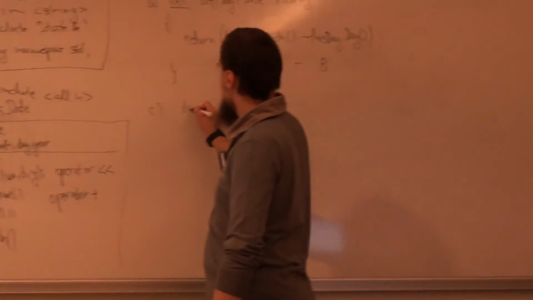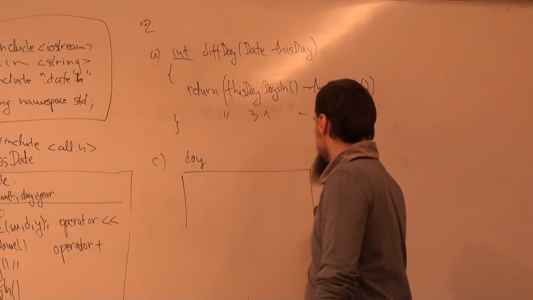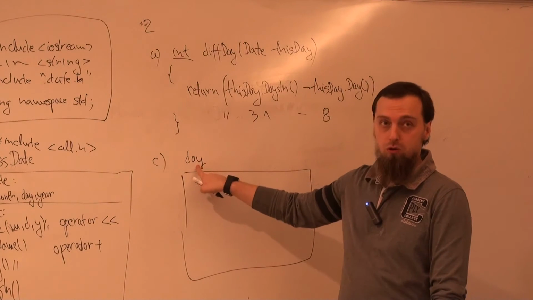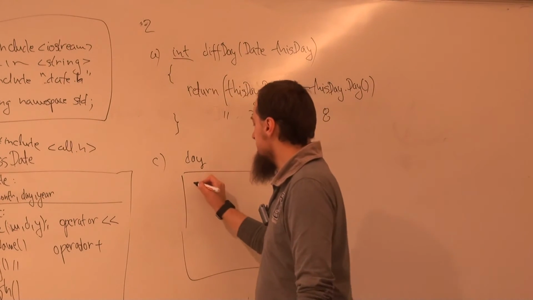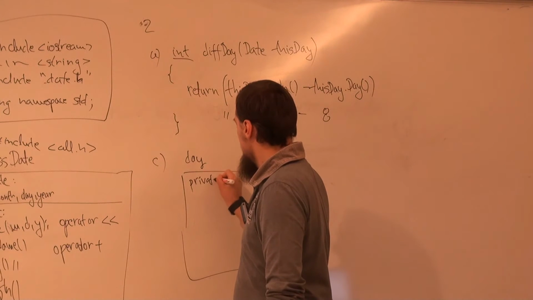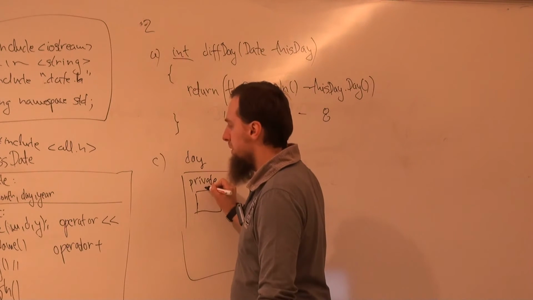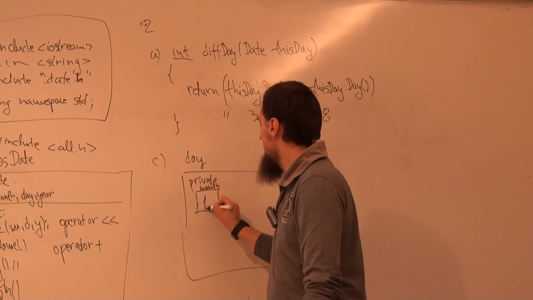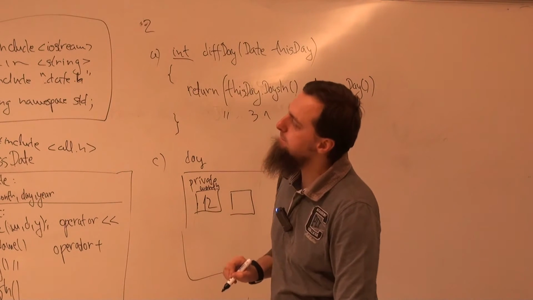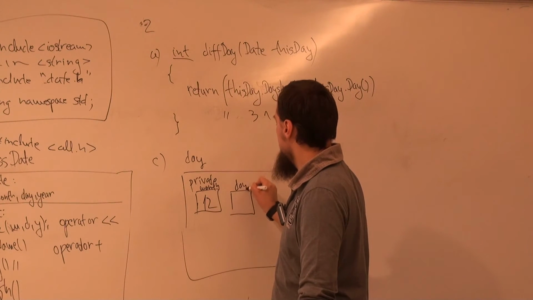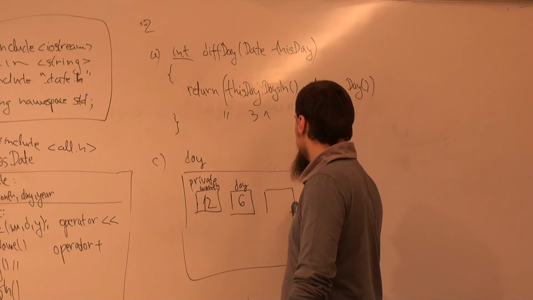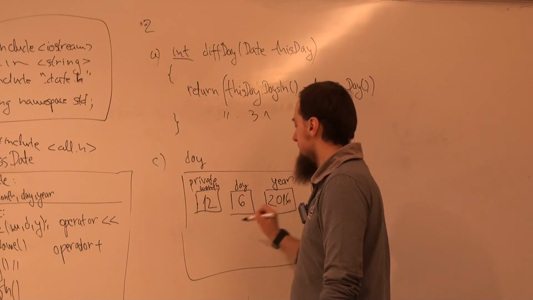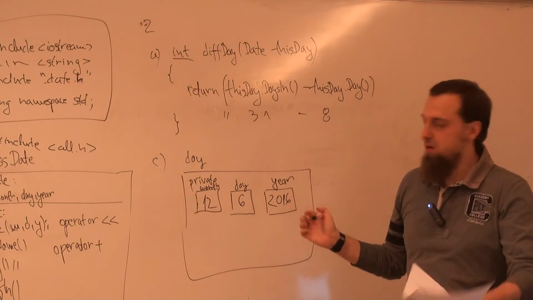We have class day, and when I say class day, you have all the member functions of this variable called day, of type date. You have everything inside. So private, this is the month. And what's the month of this guy? It's 12. This is the day. What's the day? It's 6th. And what's the year? It's 2016. We have other private data, but we don't care about them.